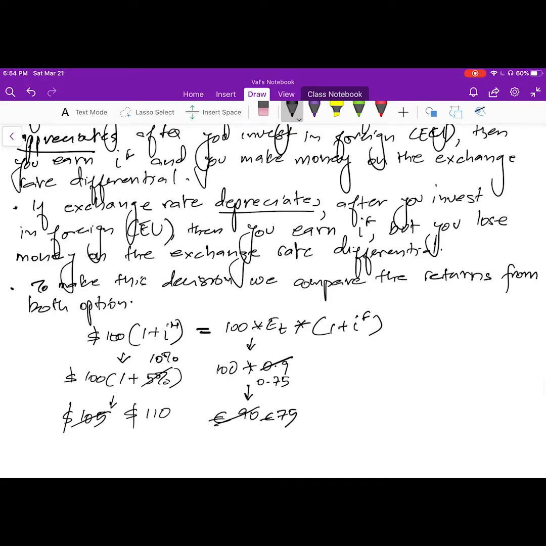Let's do some math here too. We'll keep it identical. If it's 5% here and your exchange rate was 0.9, then you're going to end up with 94.5 euros, right? 94.5 euros, because you get 4.5 euros in interest since you started out with 90 euros. In the future, you're going to end up with 94.5 euros. Okay, so that's step number 2.